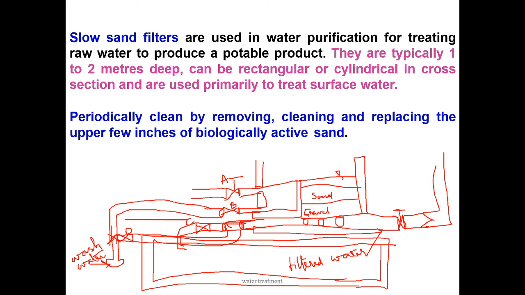Here I will tell you the main principle. It consists of manifold and laterals. It serves two purposes. First one, to receive and collect the filter water. Second one is to allow backwashing for cleaning the water. For backwashing purpose, this will be used.